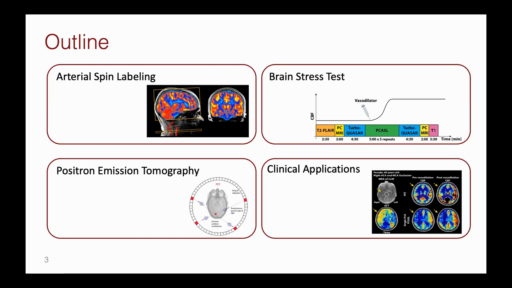As the title of my talk suggested, I'm going to speak about arterial spin labeling and how we applied ASL to conduct brain stress tests to examine the physiology of the brain. I will also discuss the principles of PET imaging and how we combine PET and MRI to integrate the strengths of both modalities. And finally, I will share some of my recent clinical studies that applied my techniques in cerebrovascular diseases. And I understand that there are a lot of imaging experts in our audience today who share similar research interests with me. So hopefully we can learn something from each other together.